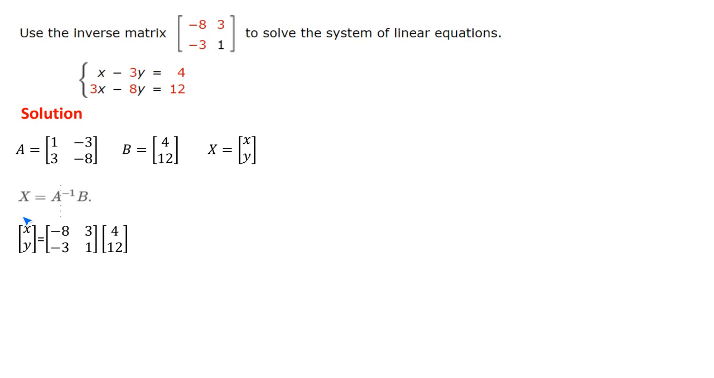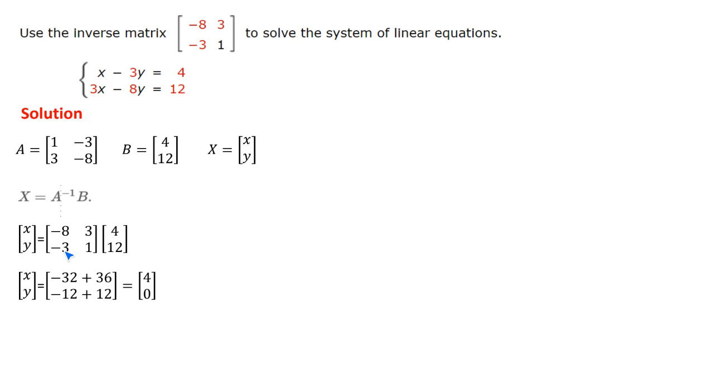Okay. So they tell us to solve the system. So we set up our equation. So we have X, which is x and y. We have our inverse, which they gave us, which is right here. And then we have our constants, 4 and 12. So all we have to do is multiply. So we're going to take negative 8 times 4 is negative 32. And 3 times 12 is 36. So negative 32 plus 36 is 4.